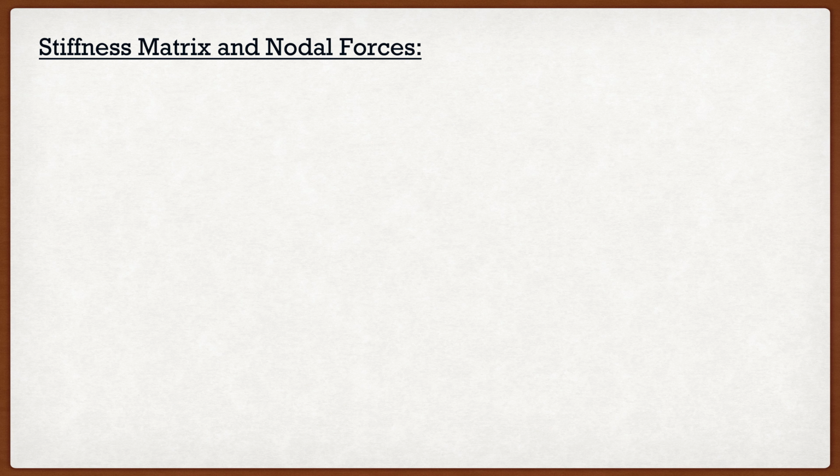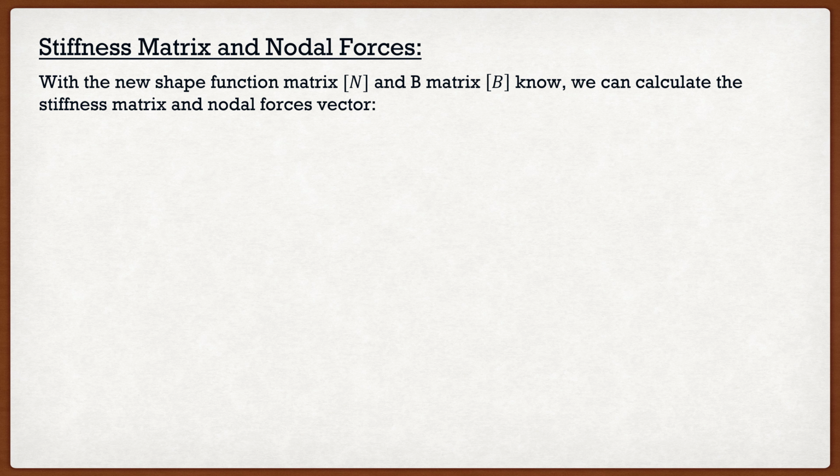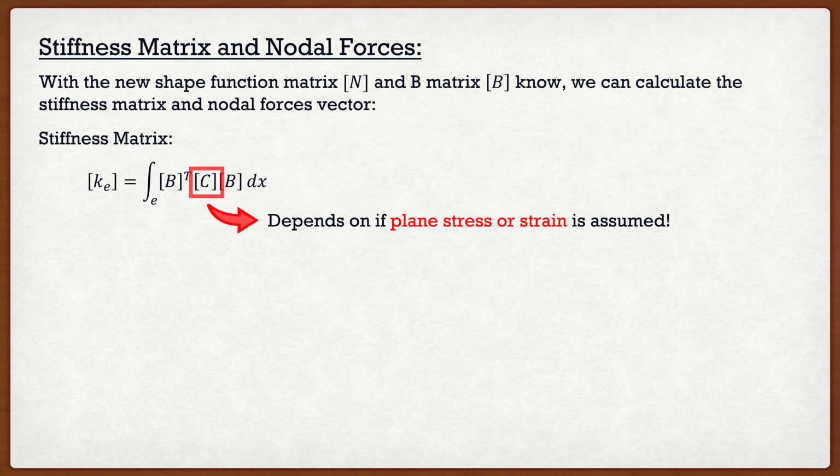So we're just going to move on to the stiffness matrix and our nodal forces. Since we know our shape function matrix n and our B matrix, we can calculate everything we need. Looking at our stiffness matrix, again, exact same formula. The only difference here is B is now different, and that's it. So of course, B transpose multiplied by C multiplied by B, it's not a big deal. The only thing that we don't really know is going to be that C. But we said, if we assume plane stress or plane strain, we actually do know what C is. That's actually not going to be a problem.